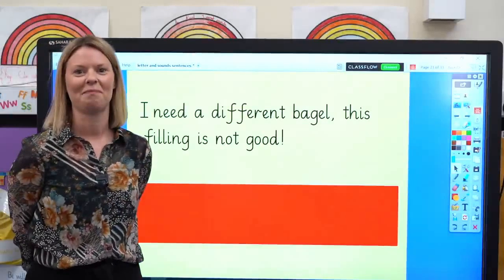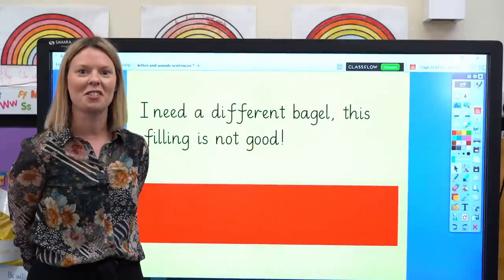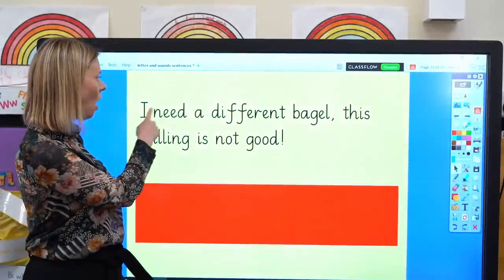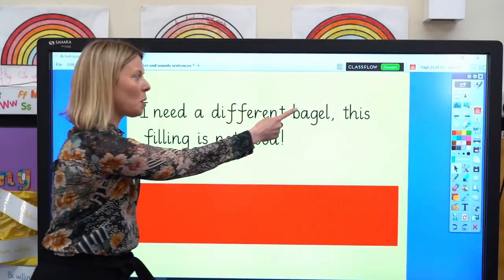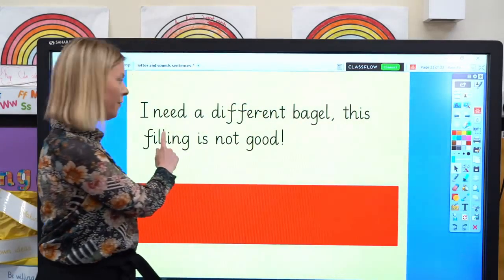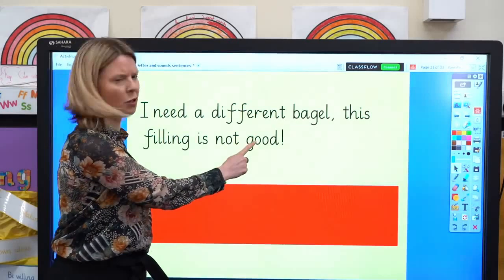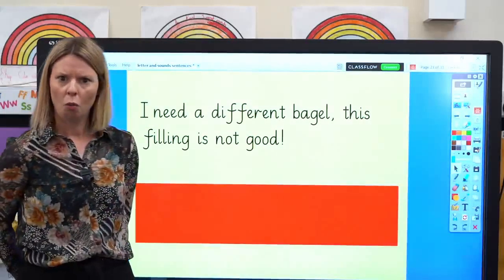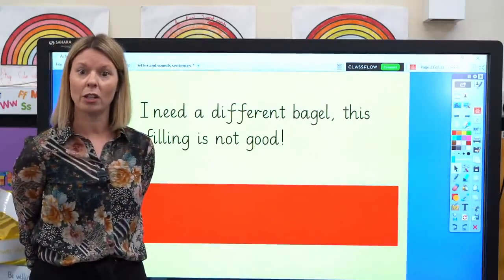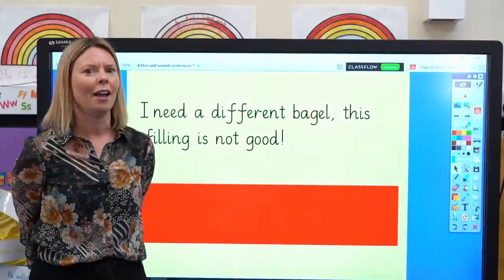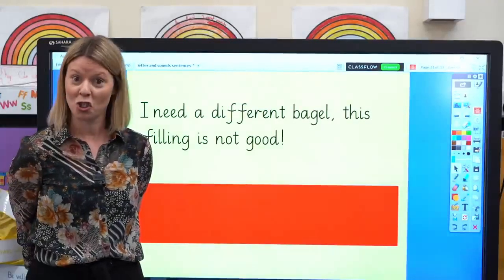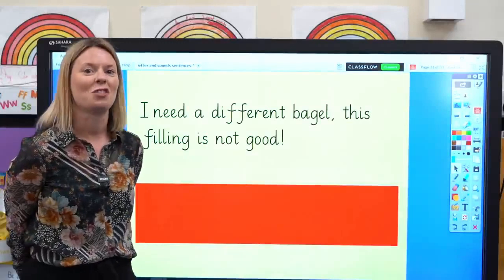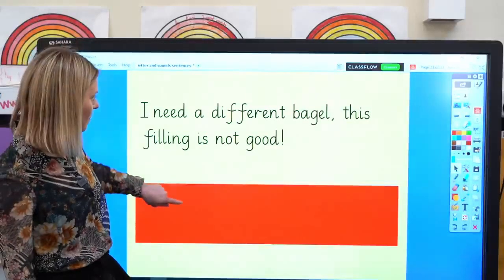Excellent reading. Now let's read the sentence together. I need a different bagel. This filling is not good. What filling would you like in your bagel? I like jam and cheese. Let's try another sentence.